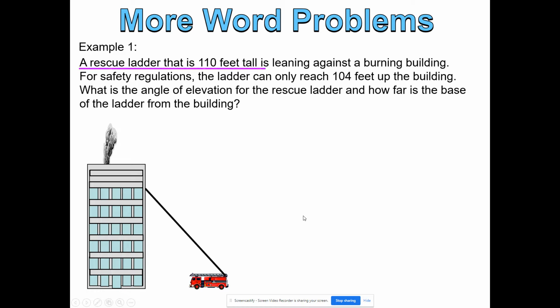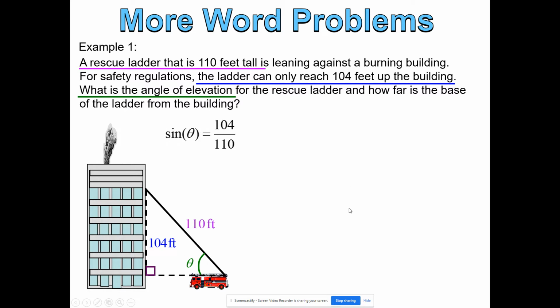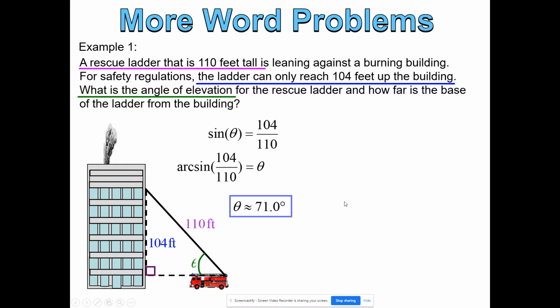You have a ladder that's 110 feet, so that's the ladder, 110, and it goes up 104 feet. So we have this right triangle, and we want to know the angle of elevation, that angle right there. We have an opposite and a hypotenuse, and we want to find that angle, so the sine of this angle would be the opposite over hypotenuse. Since we want to know the angle, we'll use arc sine. Put that into Desmos, and you get about 71 degrees.